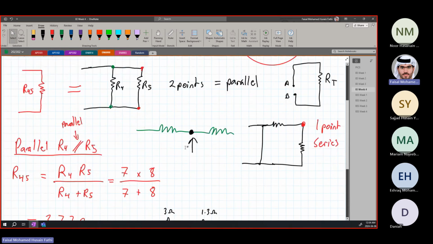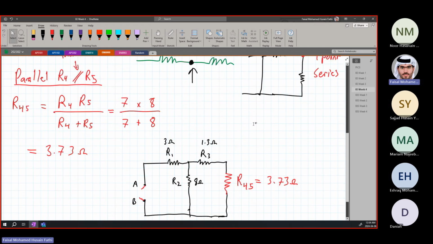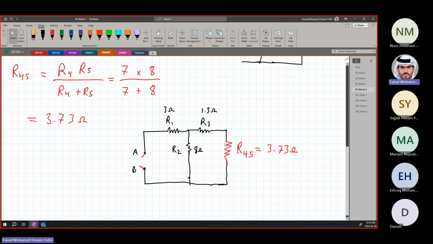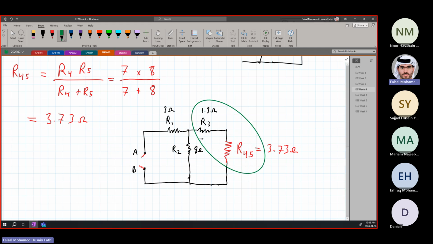Is this clear so far? It's okay. We will be doing this step over and over, so if it's not clear now, maybe the next time we do it, it will be clear. Now we want to simplify the next pair, which is these two resistors, R3 and R45. Mariam, can you tell me, are these in series or are they in parallel?